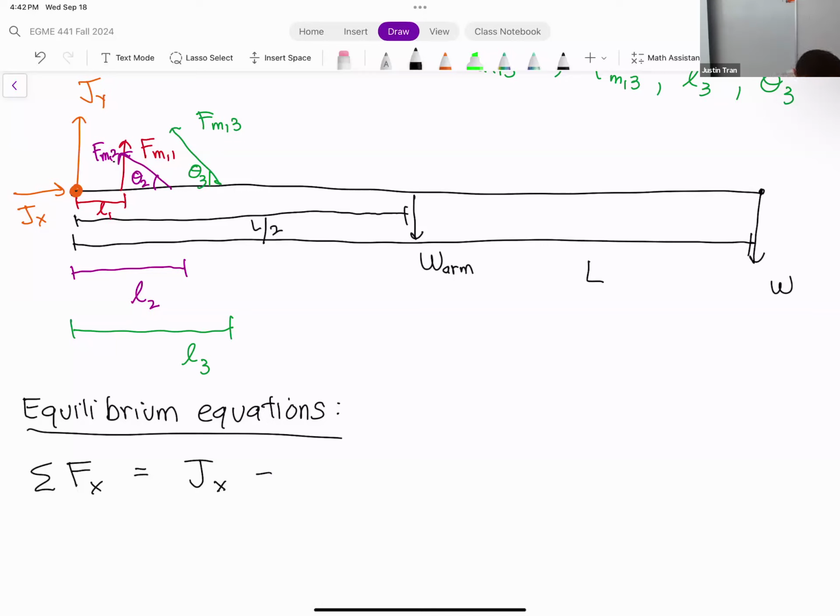So let's go ahead and write those in. Fm2 is pointing diagonally up to the left, and so we want to take the horizontal component of that force. That's going to be Fm2 multiplied by cosine θ2. And then we want the horizontal component of Fm3, so we're going to do a minus Fm3 cosine θ3. And this is all equal to 0.